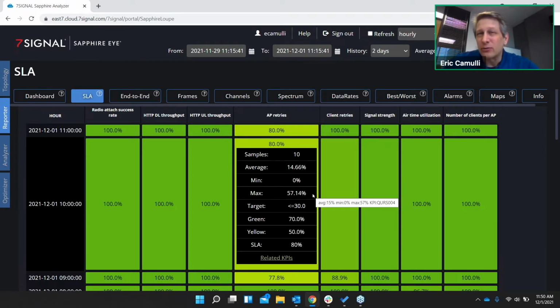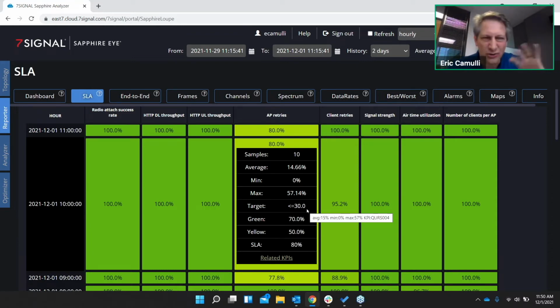However, remember, we're measuring against a target. And right here, you can see that magic target number that Jim was talking about, 30%. So we asked the question, how often am I meeting or beating my target of 30%? Well, 80% of the time. So that's how you interpret this chart right here. 80% of the time, I am meeting or beating my target of 30% for retry rate.